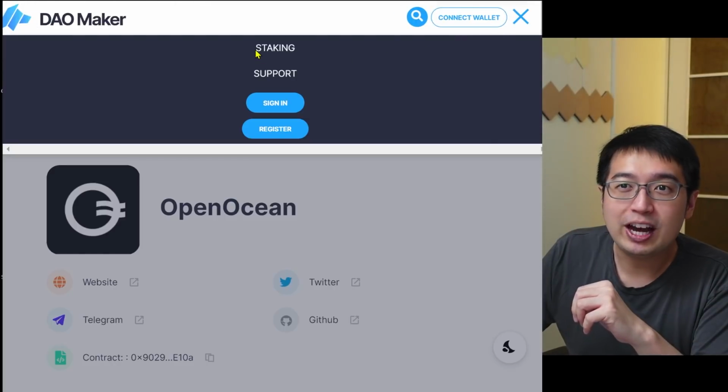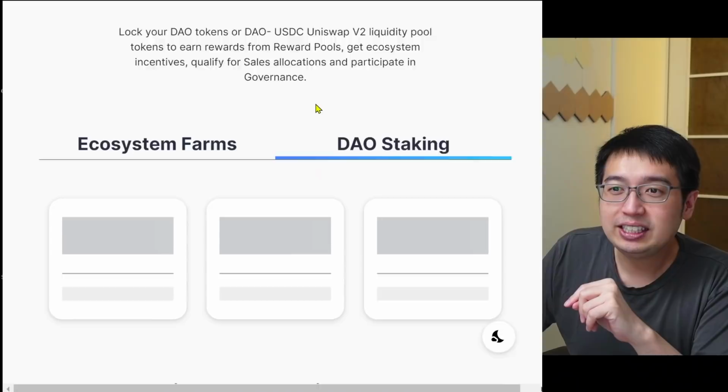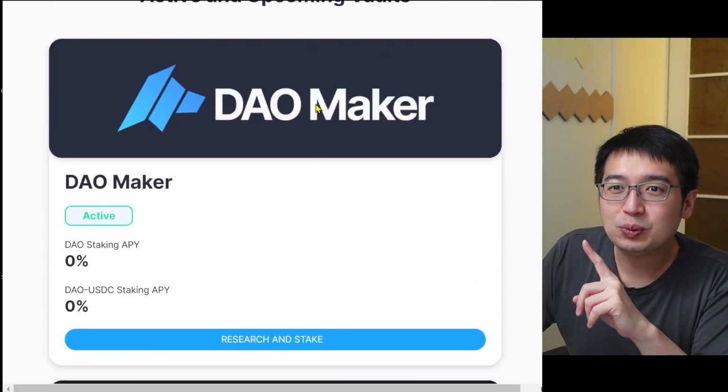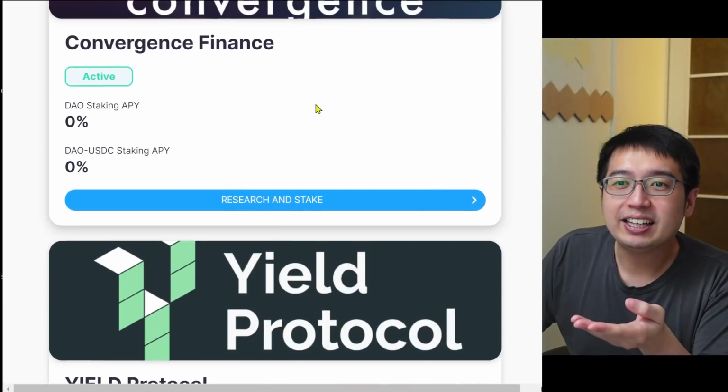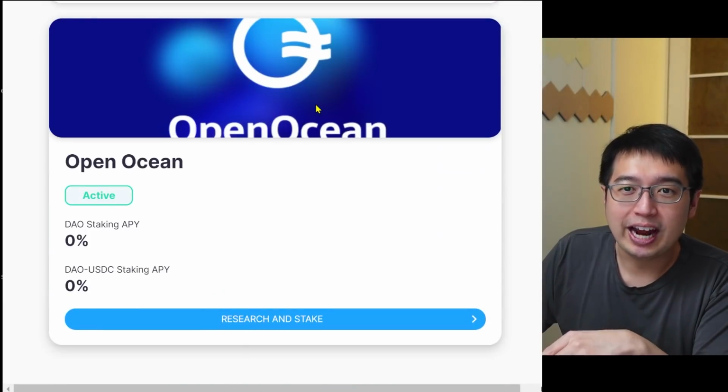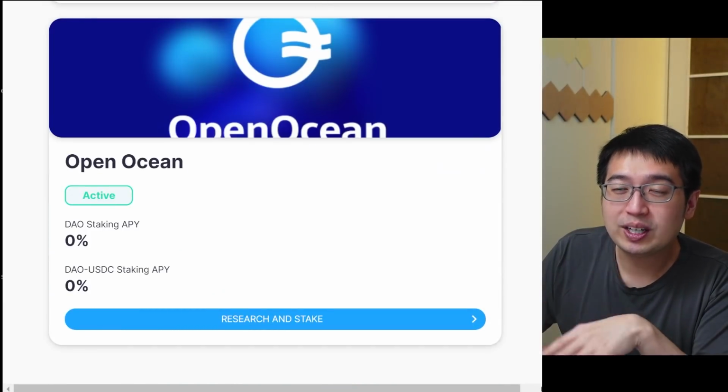Now, if we go to DAOmaker staking, you can see that OpenOcean is one of the supported protocols that allows you to stake your DAO tokens. So there is a running relationship there.